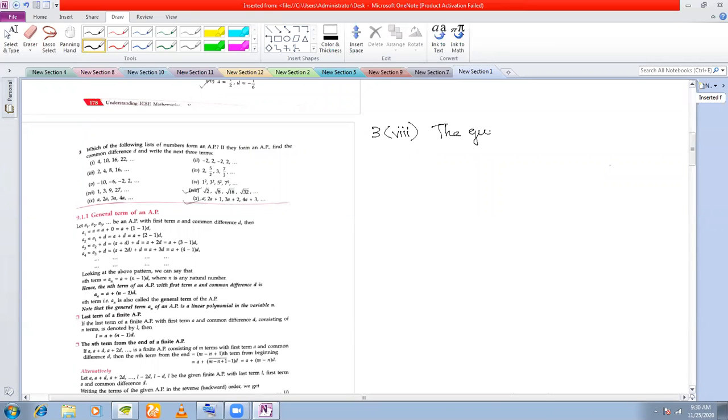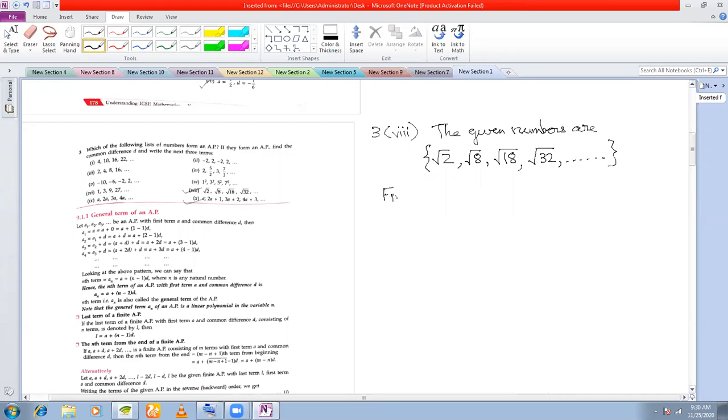The given numbers are (√2), (√8), (√18), (√32), and so on. These are the given numbers. I prefer to put them within brackets. In the book, mostly they don't put within brackets, but I prefer to put them within brackets. Okay, you need to check whether this is an AP.